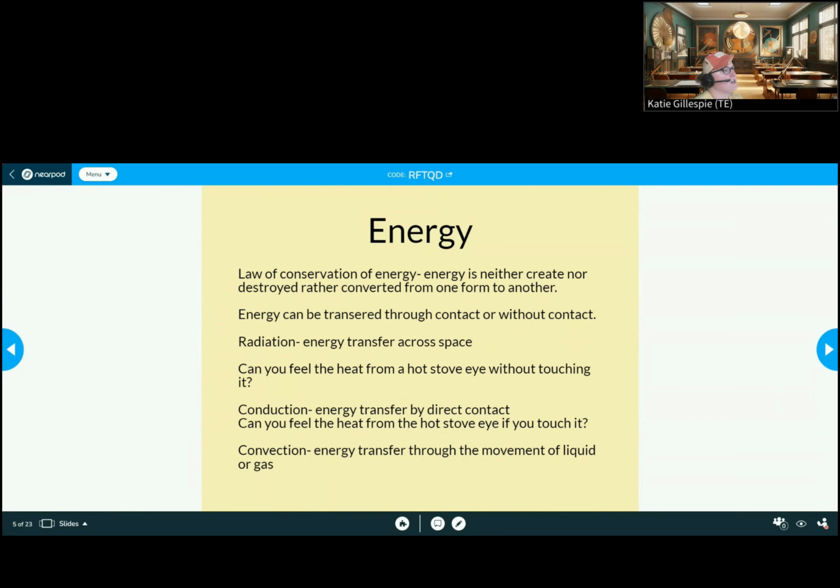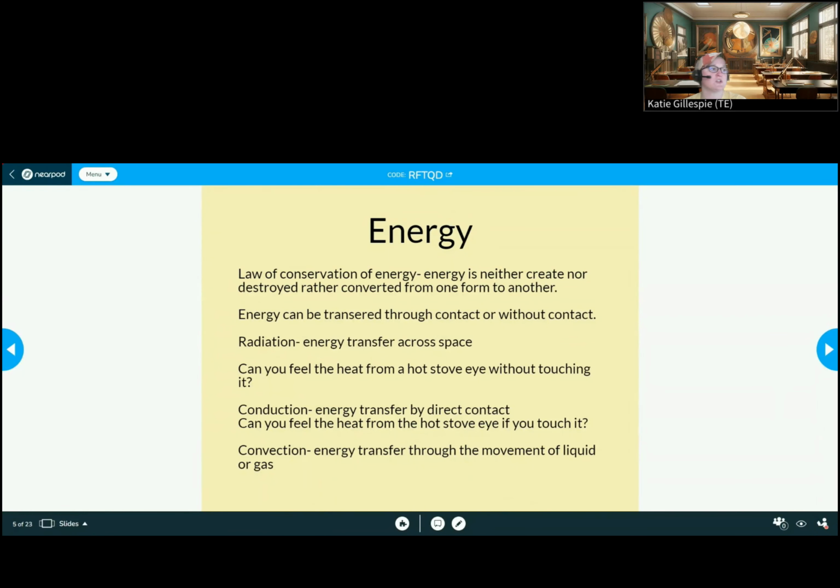All right, the law of conservation of energy. Energy is neither created nor destroyed, rather converted from one form to the other. Yes, this is more of a physics concept. Yes, you might study this more in energy, but it also pertains to exactly what we're talking about here.